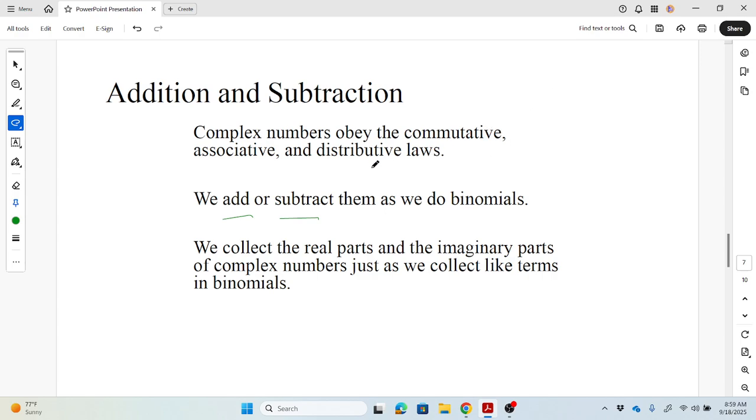Meaning, for example, let's say you have 3 plus 2i, that's one number, and you have 2 plus 7i. If you try to add these two numbers, you have to add 3 and 2, which is the real part, and you have to add the imaginary part, which is 2 plus 7, which is 9i. So 3 plus 2 is 5, plus 9i. So whenever we add or subtract two complex numbers, we have to take care of the real parts and imaginary parts separately.